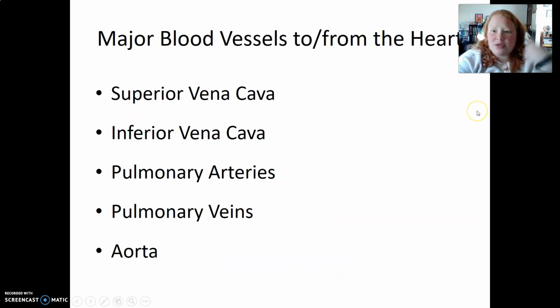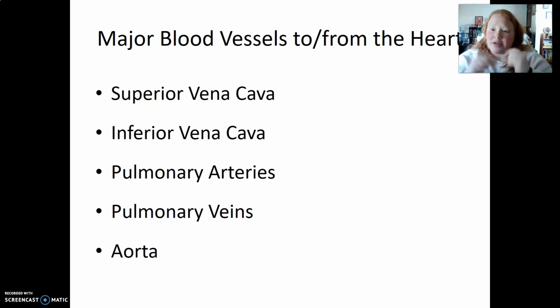Major blood vessels that go to and from the heart: you have the superior vena cava and inferior vena cava. These are the two biggest veins in your body. They carry deoxygenated blood back to the heart. Superior comes from your head, inferior comes from your trunk. Your pulmonary arteries, remember artery equals away, carry deoxygenated blood to your lungs, away from your heart. And then your pulmonary veins bring oxygenated blood back to your heart.